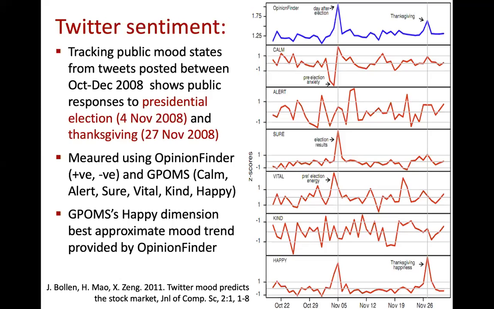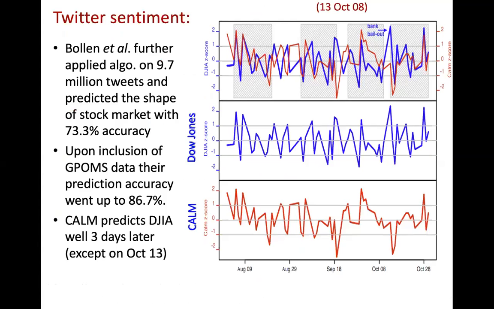At the same time, you can also look for different types of sentiments. Let's say the level of calm gets really very low on the pre-election day, so everybody is not calm. You can also get alert, sure, vital, kind, happy, and other types of feelings or sentiments that can be measured by a tool called Opinion Finder. Basically all of this can be features, and can also be very good predictors of the sentiments and therefore predictions of different events happening around the globe.